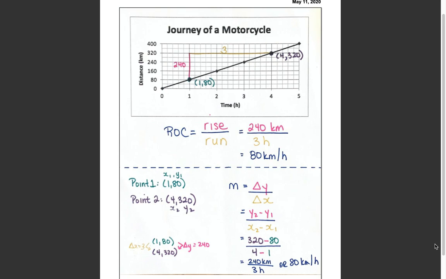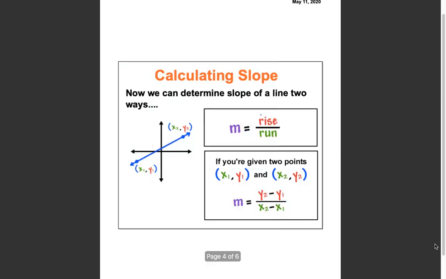Okay? So what you should be able to do now is calculate slope using 2 formulas. We can now determine the slope of a line 2 ways. If we have a point (x1, y1), so this is point 1, and point 2 is (x2, y2), then we can use rise over run if we want to draw a right triangle.